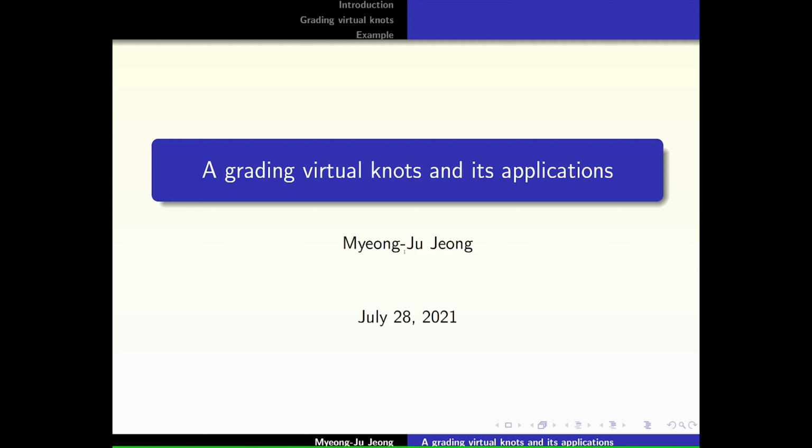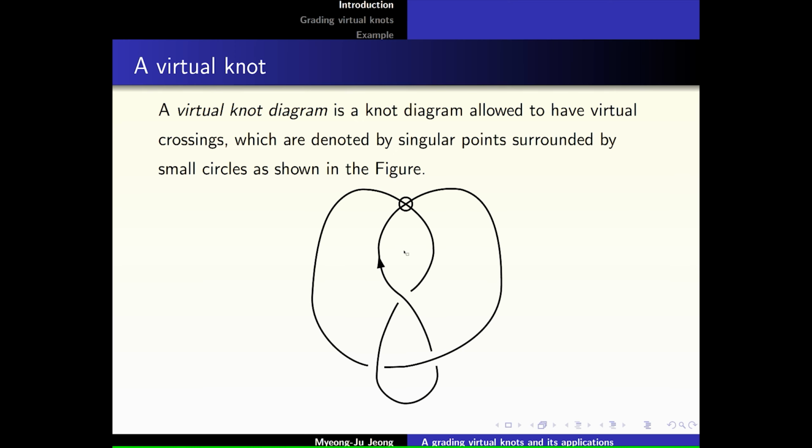We will study about grading virtual knots and its applications. We will study how to grade virtual knots and its applications. We will study how to compare virtual knots by using this grading. And we will also study some family tree of virtual knots.